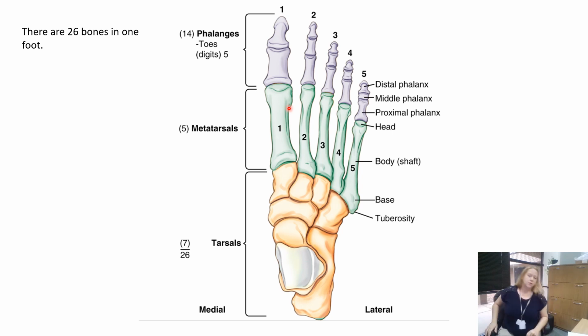All right, so we're going to have to learn about the toe bones. These are the metatarsals 1 through 5. And then these are the tarsals. We'll get to the actual names of those little guys in a second.